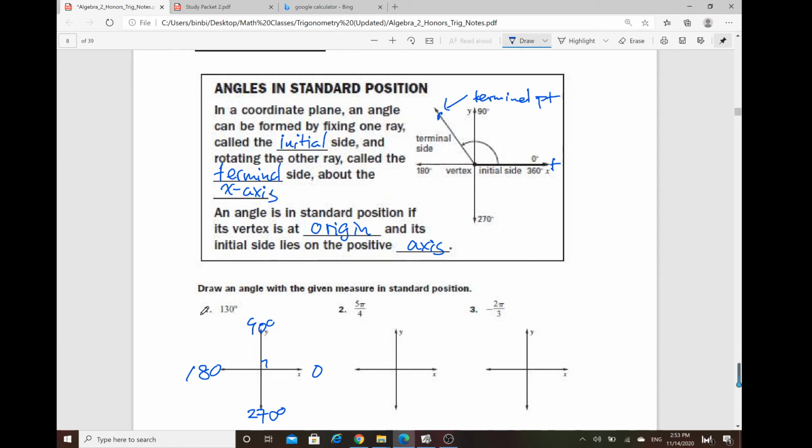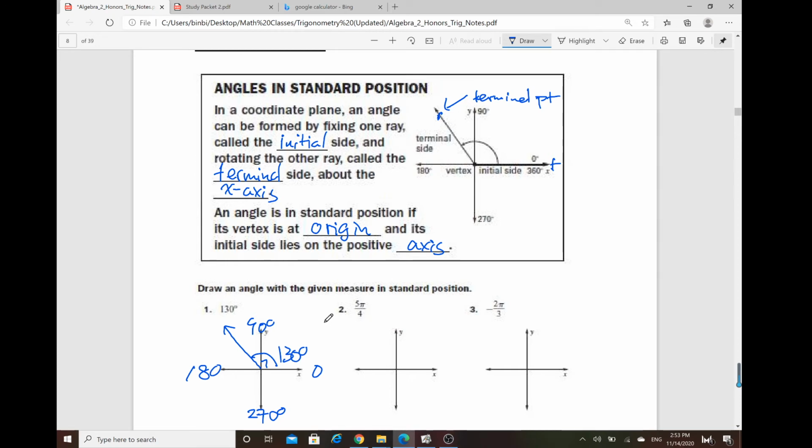So 130 is right in between 90 and 180, but a little bit closer to 90 degrees. So it's over here. Let me make this one from the origin and extend this ray all the way. So it's 130. Next, 5 pi over 4.